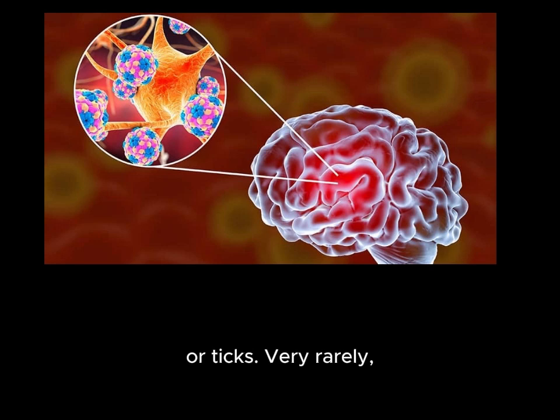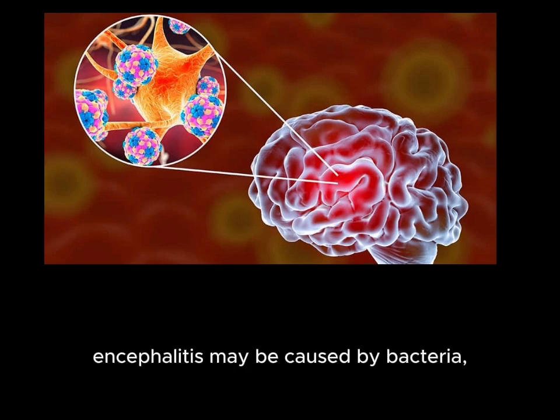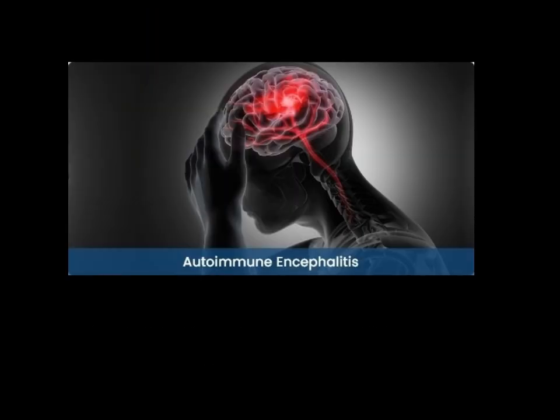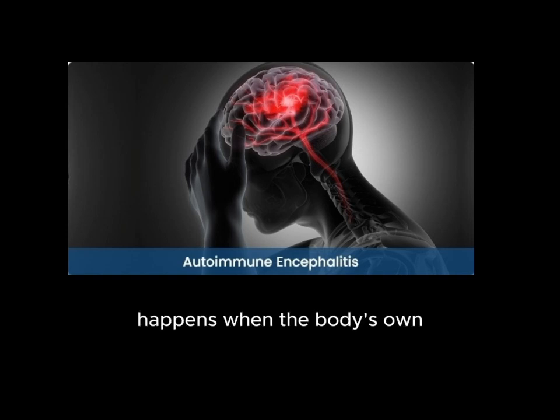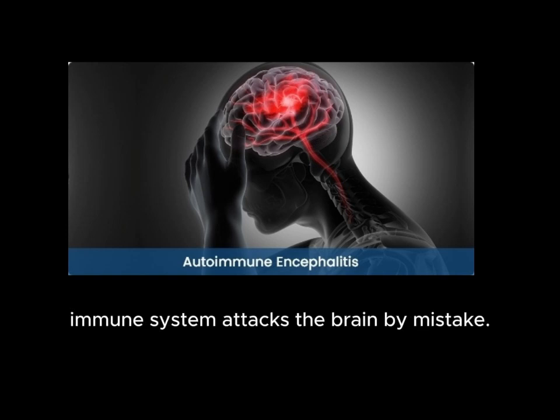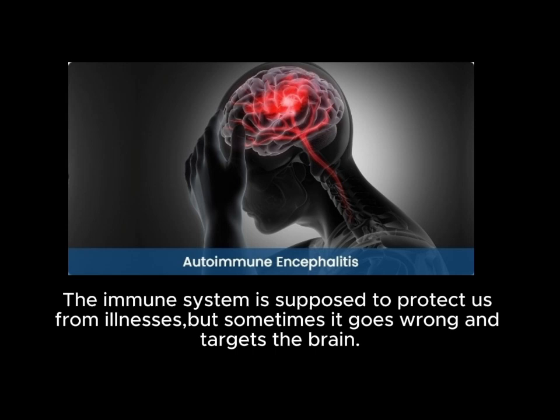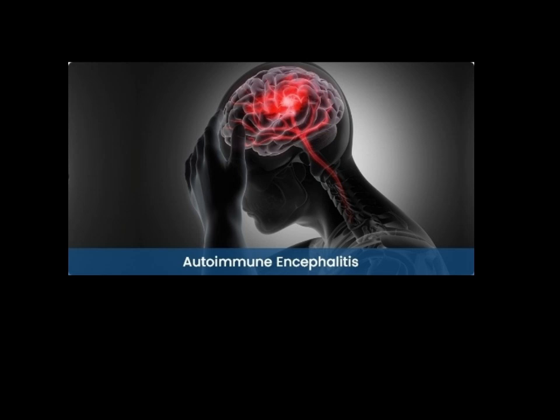Very rarely, encephalitis may be caused by bacteria, fungus, or parasites. Second one is autoimmune encephalitis. Autoimmune encephalitis happens when the body's own immune system attacks the brain by mistake. The immune system is supposed to protect us from illnesses, but sometimes it goes wrong and targets the brain.